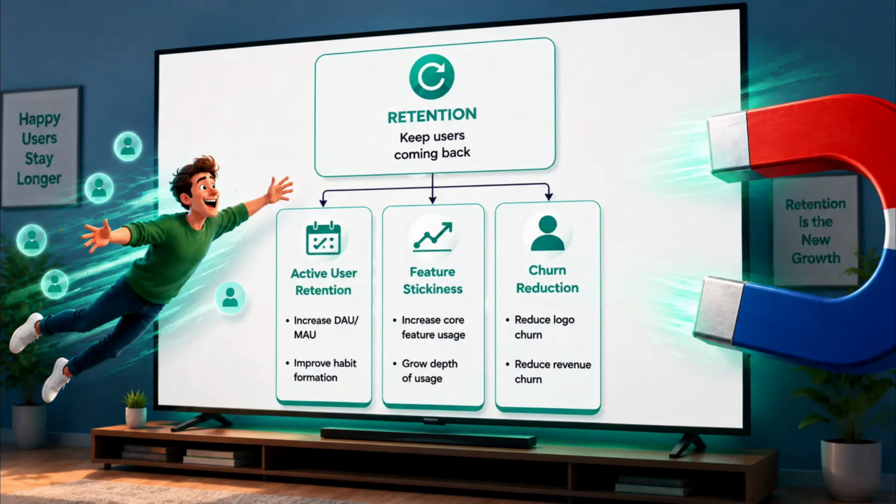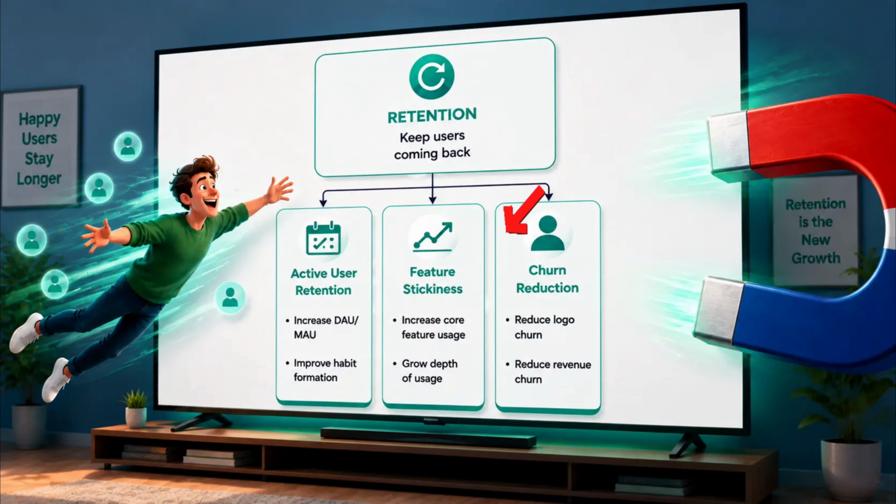These three sub-metrics that live under retention are quite important. Active user retention. The percentage of users still active after 7, 30, 60, or 90 days. The better your percentage of users still active after these number of days, the better your product stickiness is.